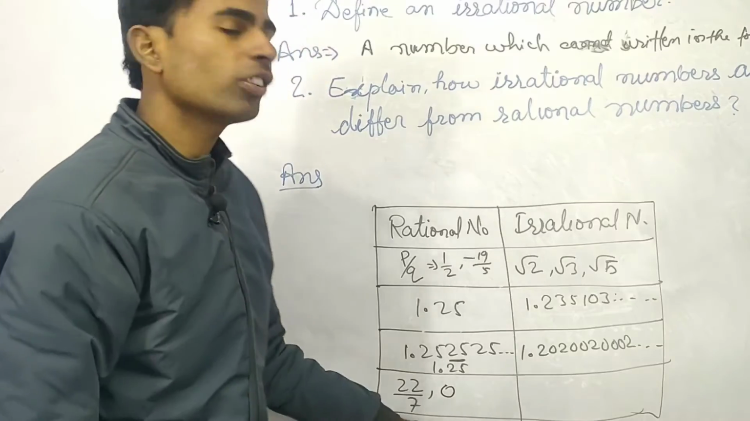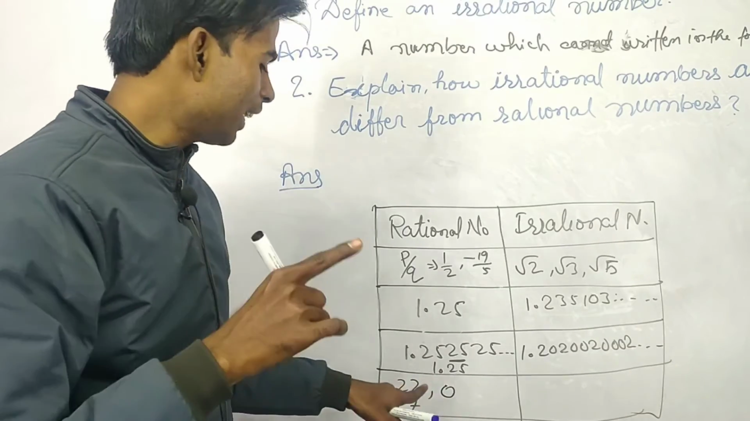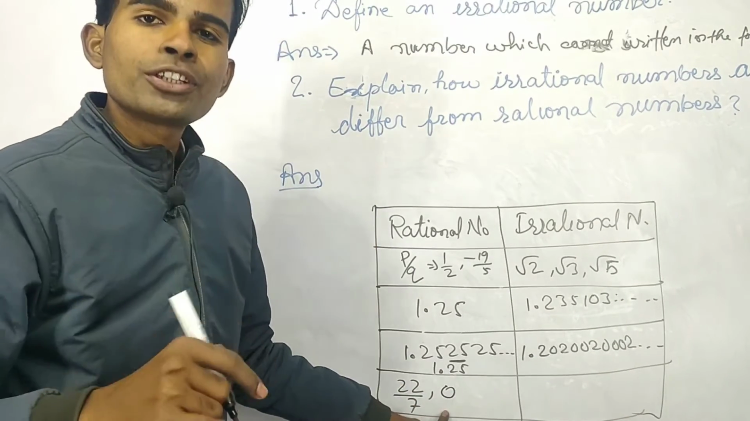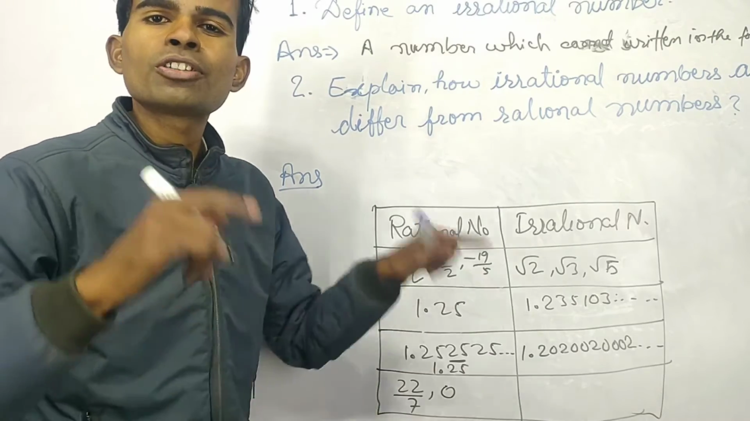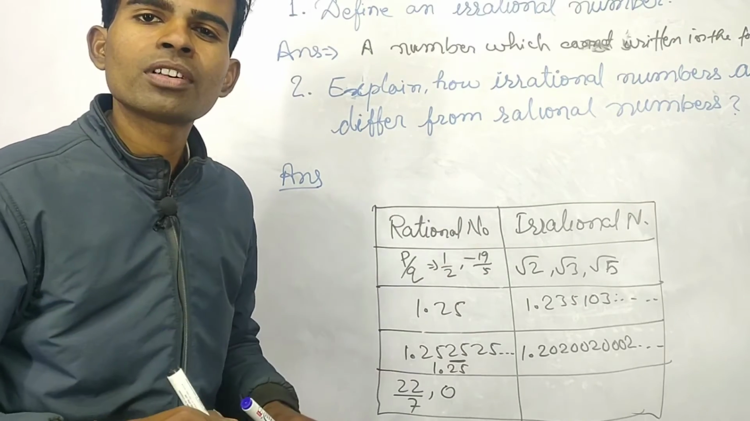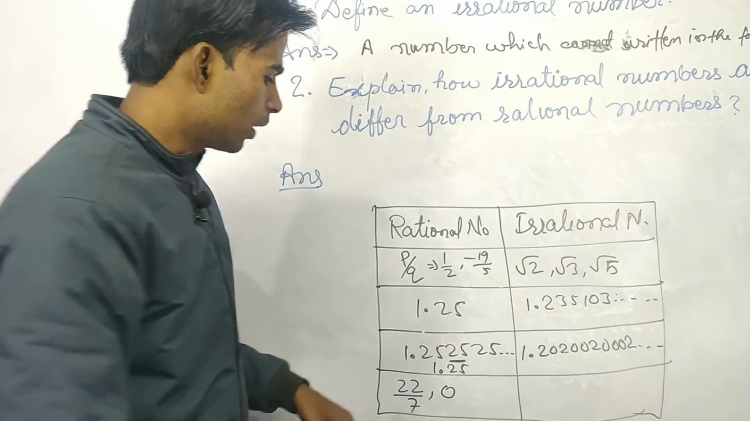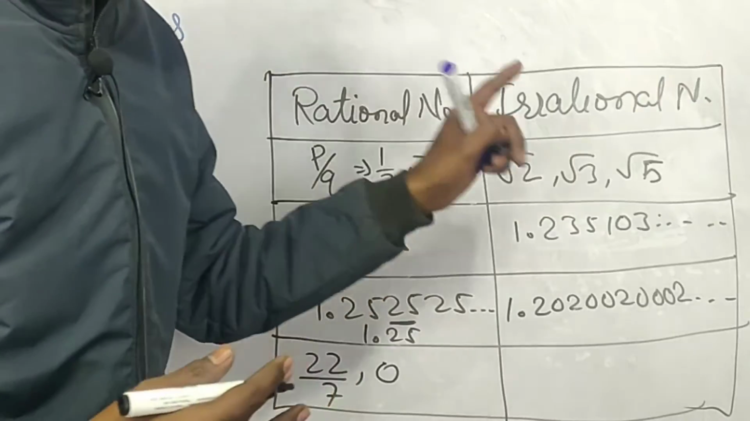0 is a rational number because we can write 0 as p by q. That means 0 upon 1, 0 upon 2, 0 upon 3, 0 upon 5. That will be 0. Okay, let's take an irrational example.